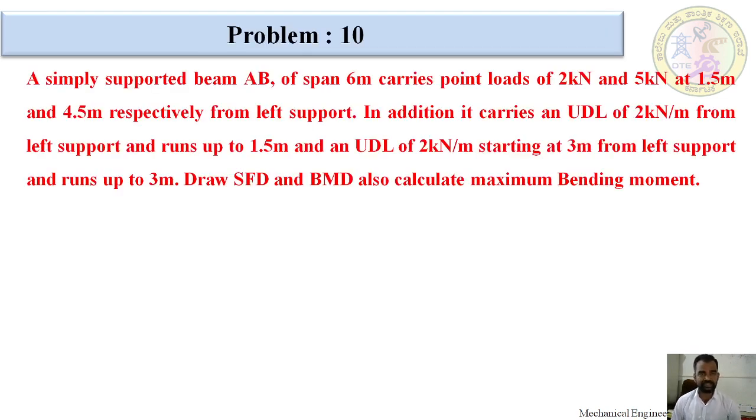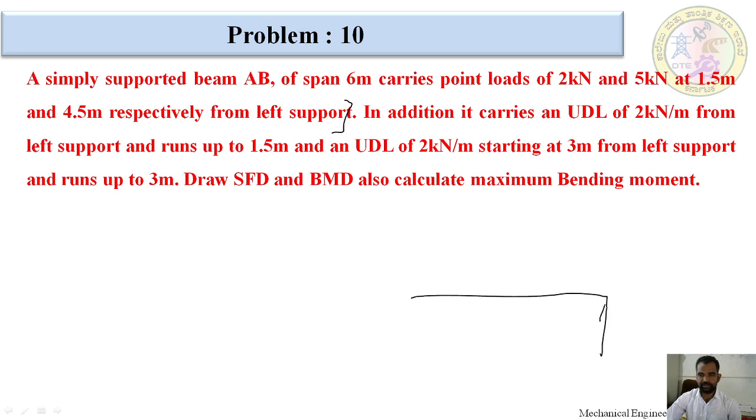The problem is: a simply supported beam AB of span 6 meter carries point loads of 2 kN and 5 kN at a distance of 1.5 meter and 4.5 meter respectively from left support. I am going to draw up to here only.